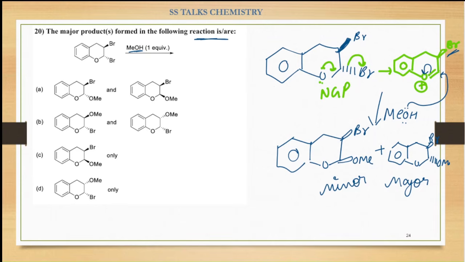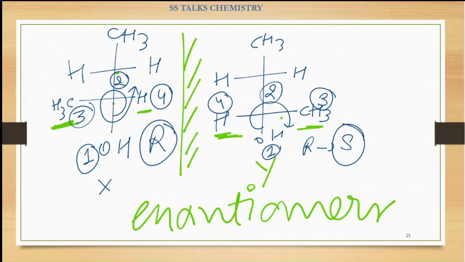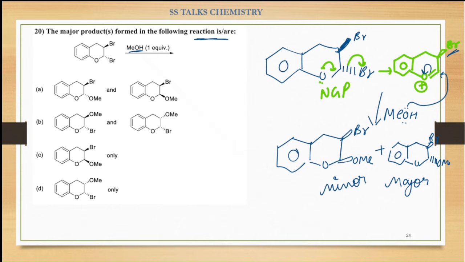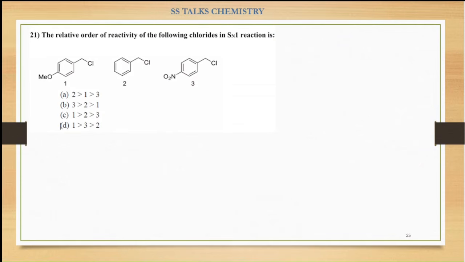So taking into consideration the possibilities of the various products that we are having, the correct answer to this particular question will be option number A, where both these products have been found. Okay, so the OMe group present at the dash position as well as at the wedge position will be your correct answer. Okay, so now let us move on to the next question that we have, this one.